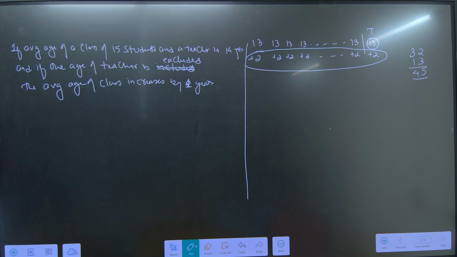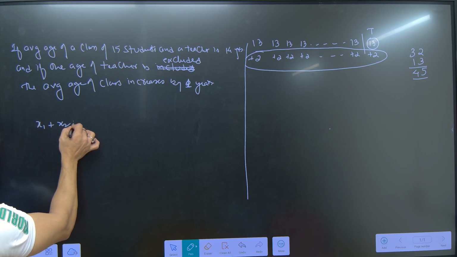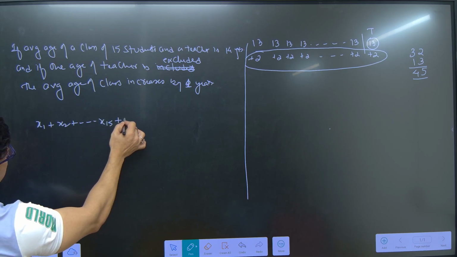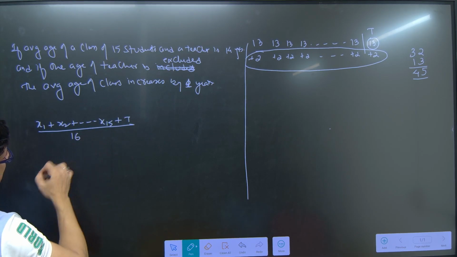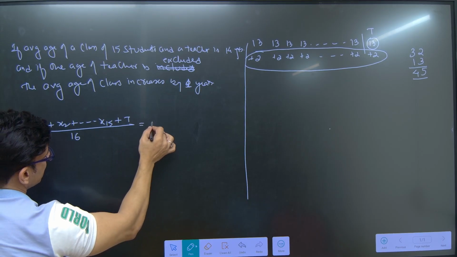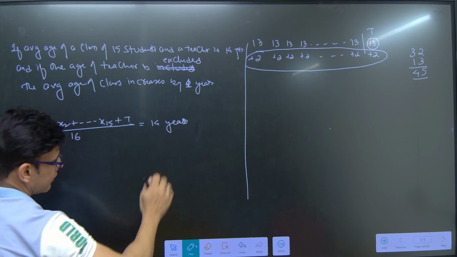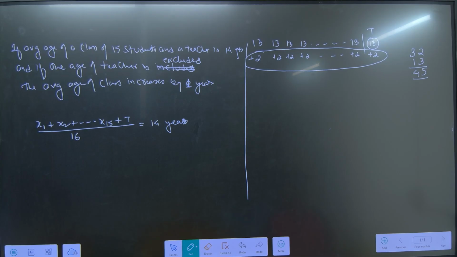So in this case, the teacher is already included in the first case, right? So we have x1 plus x2 plus up to x15 plus the teacher's age t, divided by 16 people, and the average is how much? 14 years, right? The average is how much? 14 years. Now multiply 16 with 14. 16 can be written as 15 plus 1. 14 can be written as 15 minus 1. So (a plus b) into (a minus b) is a square minus b square, means 15 square 225 minus 1, 224.